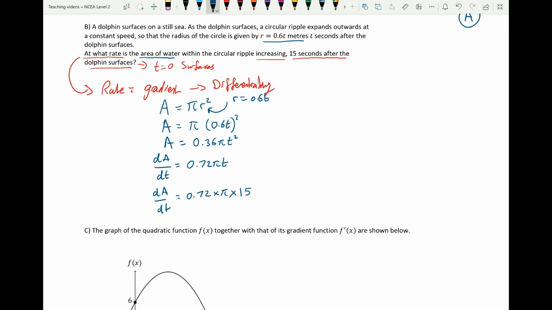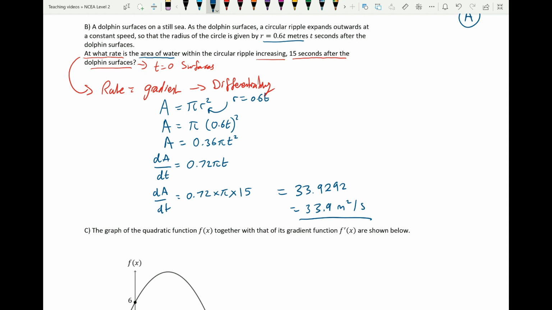So put that into the calculator. And that gives us an answer of 33.9292, which we can probably just call 33.9 meters squared per second. Units aren't essential on that question, but always good to give them if you can. So we know it's meters squared because area is measured in meters squared, and then the time is in seconds, so meters squared per second. And that is the answer.